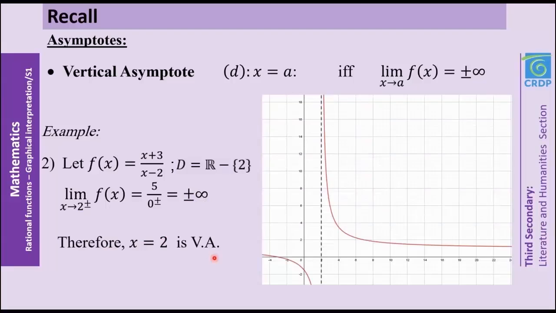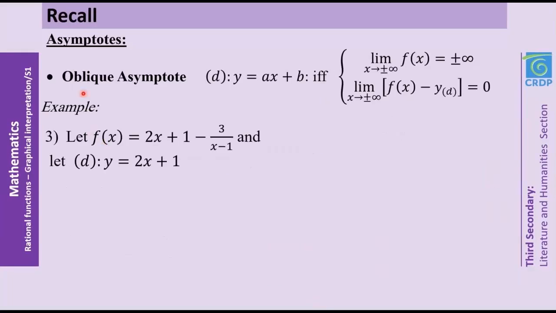Now let's look at the graphical representation of this. Here we have the dotted line as x equals 2. This is our vertical asymptote. And f of x comes closer and closer to our vertical asymptote, but it will never quite reach it. Now let's solve an example for oblique asymptotes.